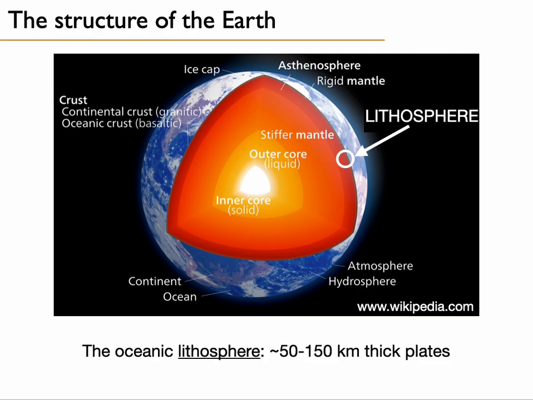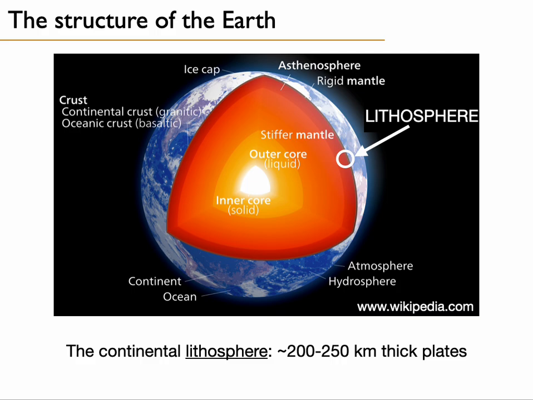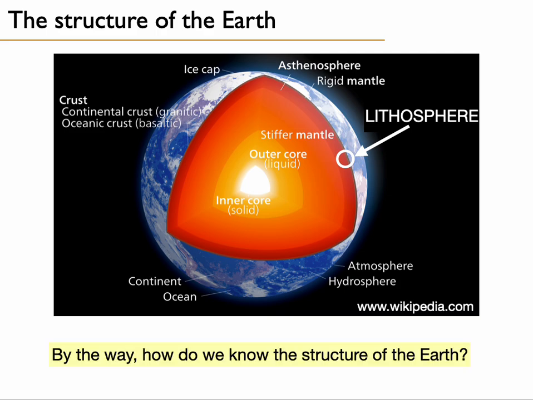The oceanic lithosphere has a thickness that ranges between 50 and 150 kilometers. The continental lithosphere is notably thicker. It has a thickness on the order of 200 to 300 kilometers, so it's thicker.